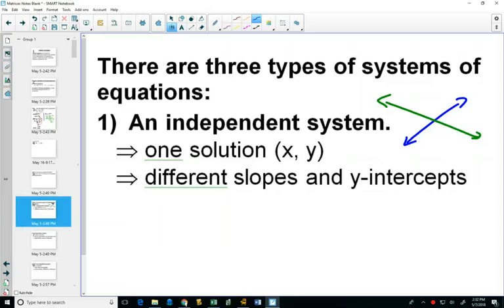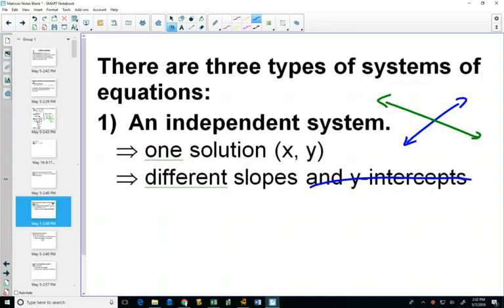If it's the same y-intercept and same slope, it's an infinite solution. Yeah. So technically in this one, they could have the same y-intercept. As long as they have different slopes, they're going to cross at a point. If they have the same y-intercept and different slopes, well, then you know that the y-intercept is the only point where they're going to cross.